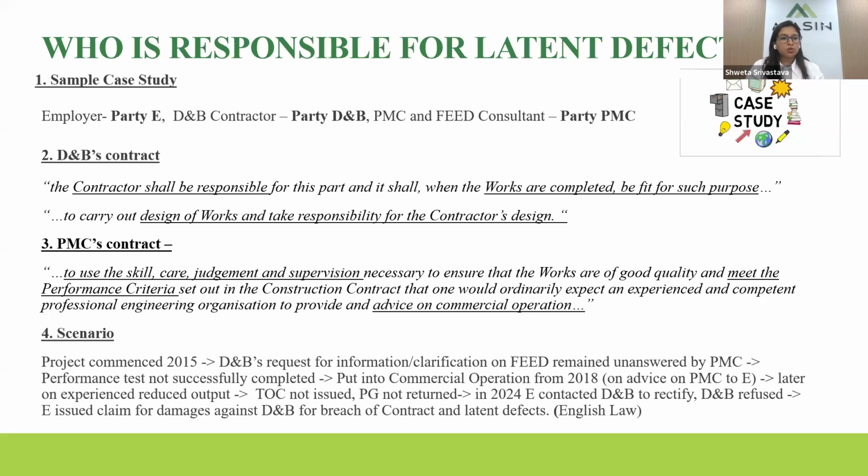Obviously, since there were certain issues with the design, the plant did not perform as expected and there was reduced output. The employer did not issue a taking over certificate to the DNB contractor, and his performance guarantee was not returned. After around 6 years, in 2024, the employer contacted DNB to rectify the latent defects which they had encountered. However, DNB refused because it was beyond the defect liability period. The employer subsequently issued a claim for damages against the DNB contractor for breach of contract and latent defects. So this is the case scenario which we have.